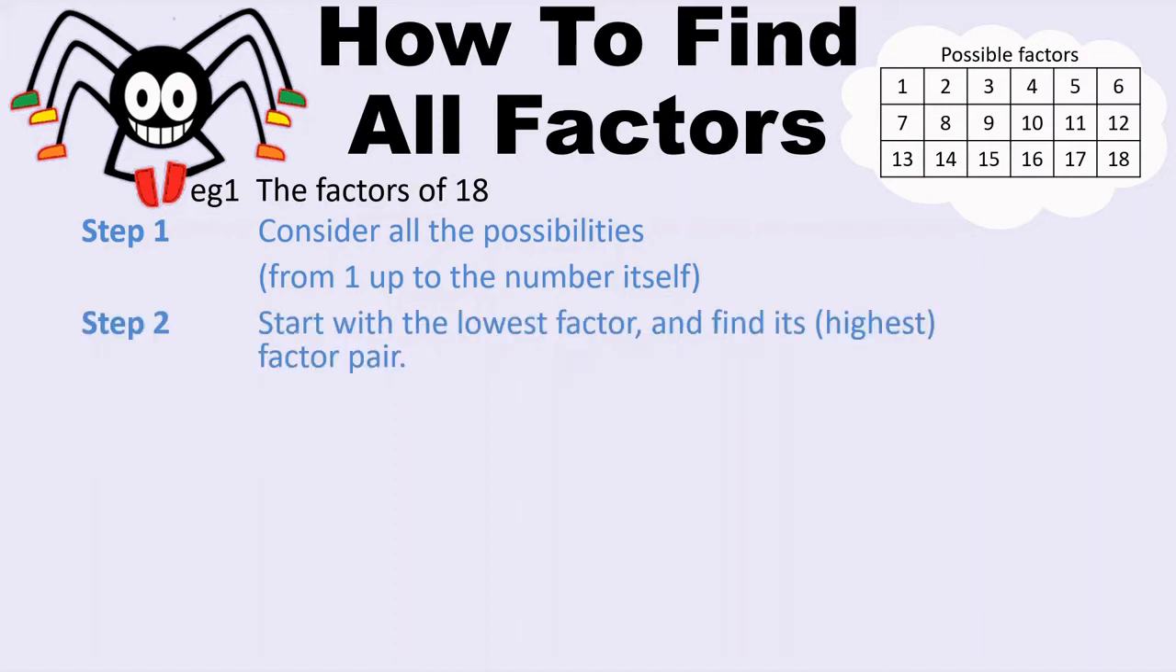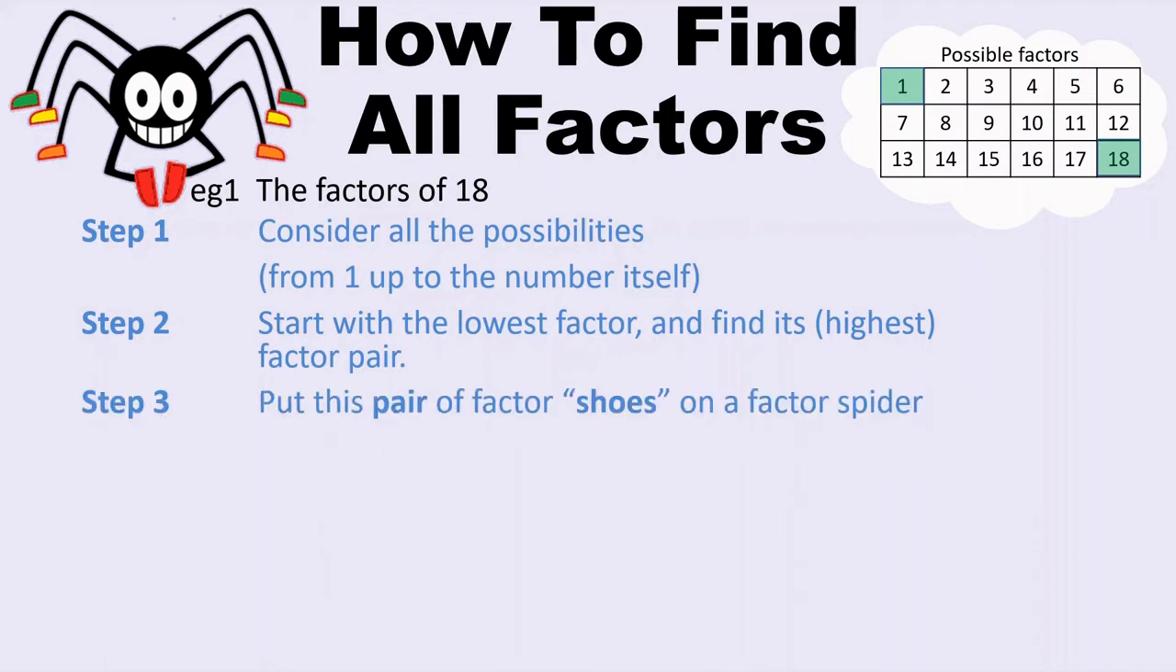First, we'll start by looking at the lowest factor. And by dividing by that lowest factor, we find the highest factor pair. Now, as we said before, all values can divide by 1, so that's my lowest factor. And when I divide 18 by 1, the answer is 18, so that's my highest factor. That pair of factors belong together, like a pair of shoes. Notice how my spider has got a pair of red shoes, a pair of orange shoes, a pair of yellow shoes, and a pair of green shoes. Now, I don't want to mix those up. I want to keep them in order.